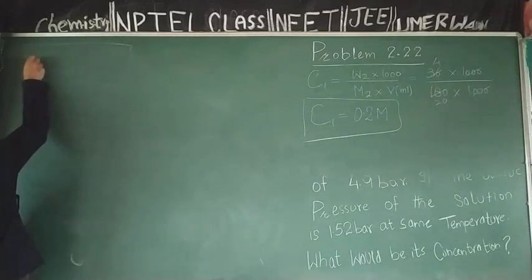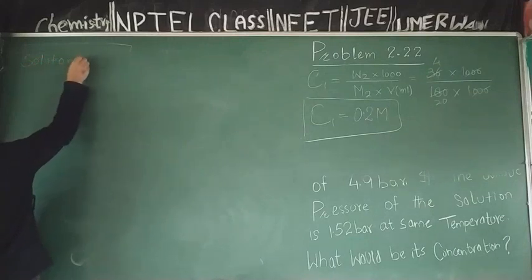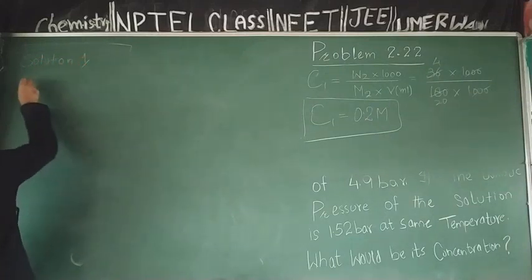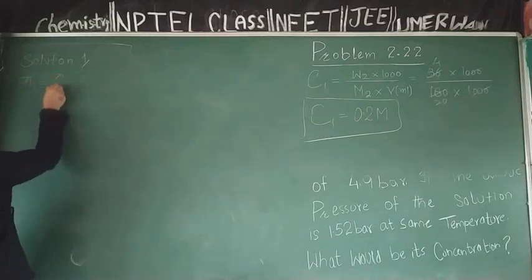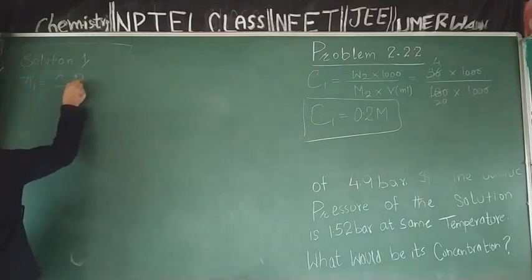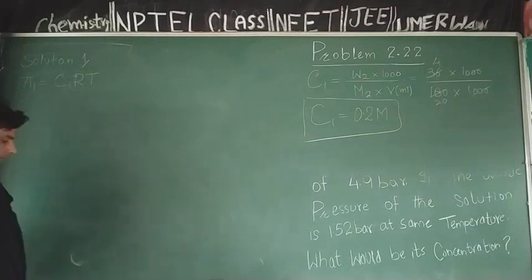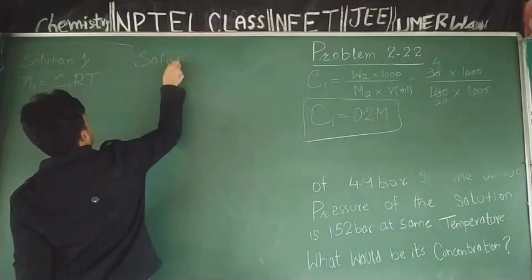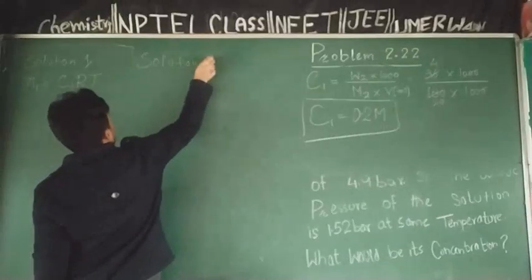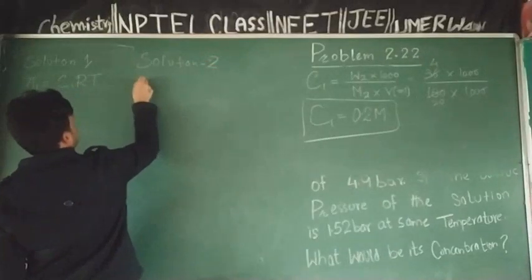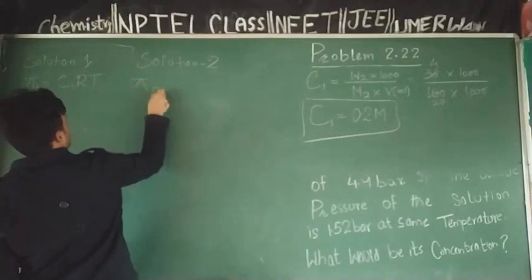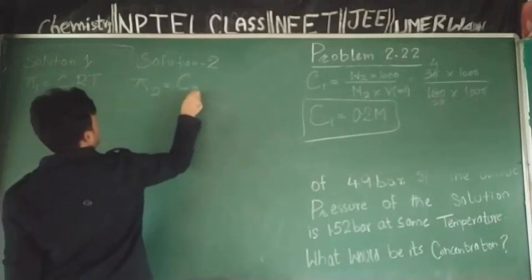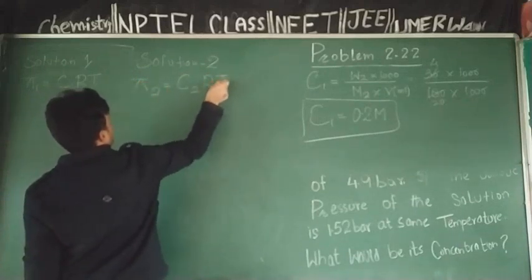For solution first, pi 1 will be equal to C1 R T, and for solution second, pi 2 will be equal to C2 R T.